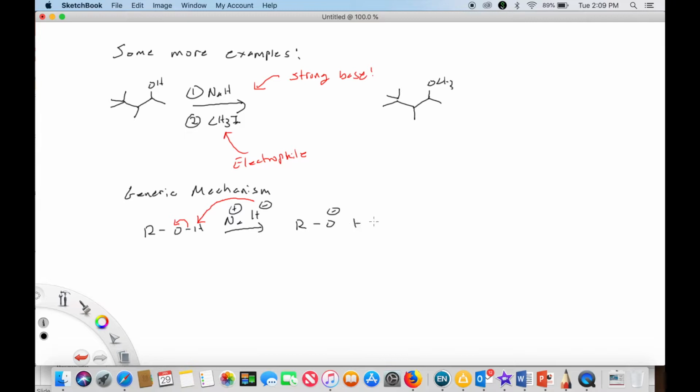This is exactly what happened above in the example. And you see that we form H2 gas. It's going to bubble out of solution, so that's going to push us towards the products. This is one of the reasons why it's referred to as a kinetic base. And then you can see here this iodomethane, where the alkoxide attacks the carbon, and we then form our desired ether.